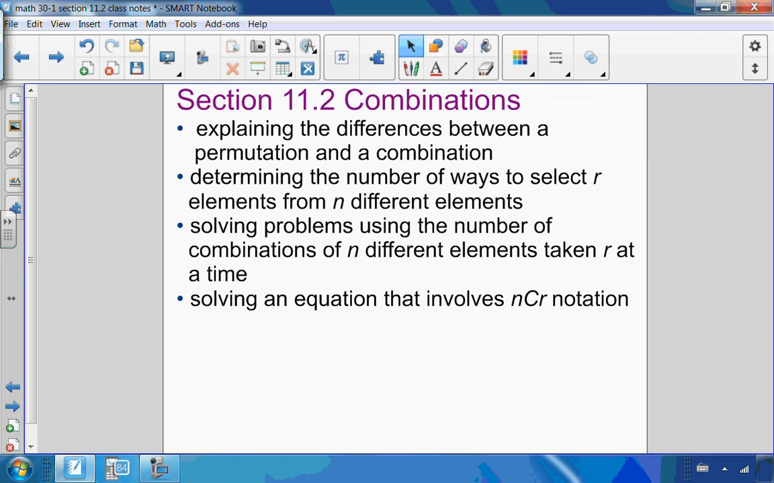Okay, so section 11.2, all about combinations. So we're going to look at what is the difference between a permutation and a combination, the number of ways of selecting elements instead of arranging them, and problem solving with the nCr notation.